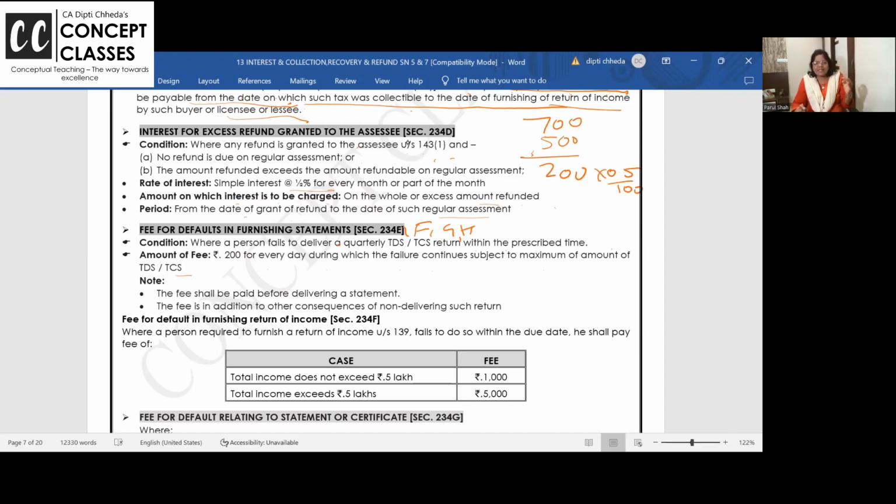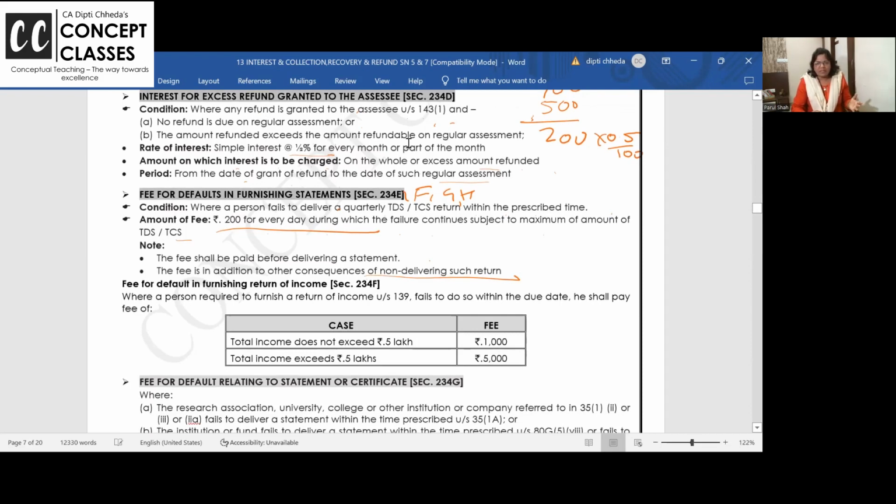Where a person fails to file the TDS, TCS return, quarterly payment, all on time, 200 per day is the penalty. Fee shall be paid before delivering a statement. It is in addition to other consequences of not delivering the return. If you miss deducting the TDS, interest applies, and that expense is also disallowed, no? If you pay someone in India without deducting TDS, 30% is disallowed. Abroad, if you pay someone without TDS, 100% is disallowed. Plus this interest and fee.